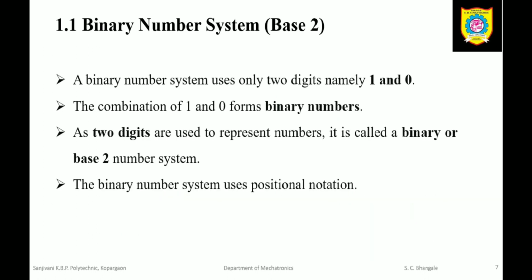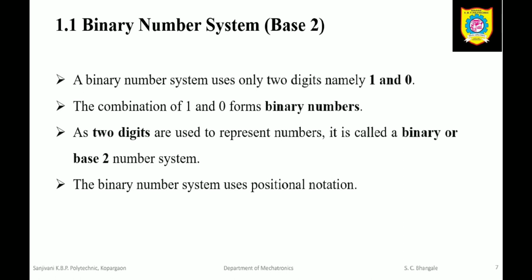So first we will discuss the binary number system. As we have already discussed, bi means 2. So in this number system, the base or radix is 2. A binary number system uses only 2 digits, namely 1 and 0. The combination of 1 and 0 forms binary numbers. As 2 digits are used to represent numbers, it is called the binary or base 2 number system.